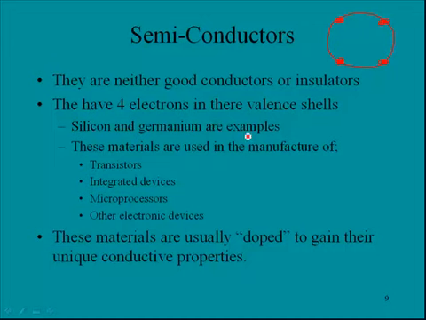Well, silicon and germanium are examples, and they are good for lots of things. These materials are used in the manufacture of transistors, integrated devices, microprocessors. Microprocessors would be impossible without these things we call semiconductors, and many other electronic devices. These materials are usually doped to gain their unique conductive properties, and we will be looking at these later in this particular text.